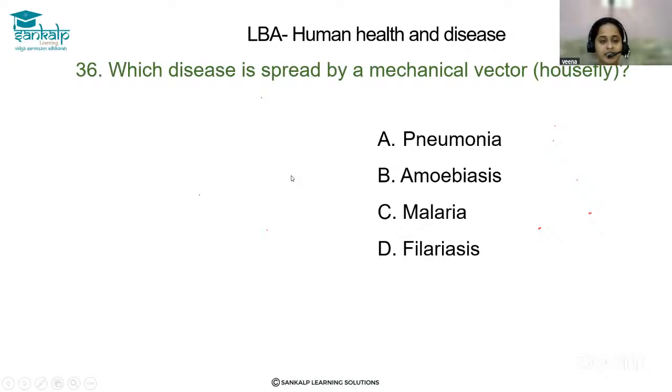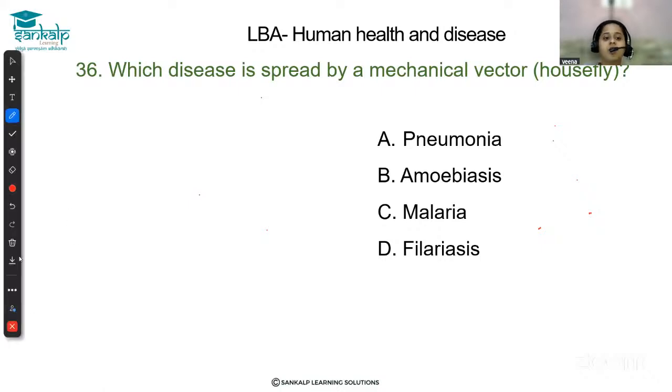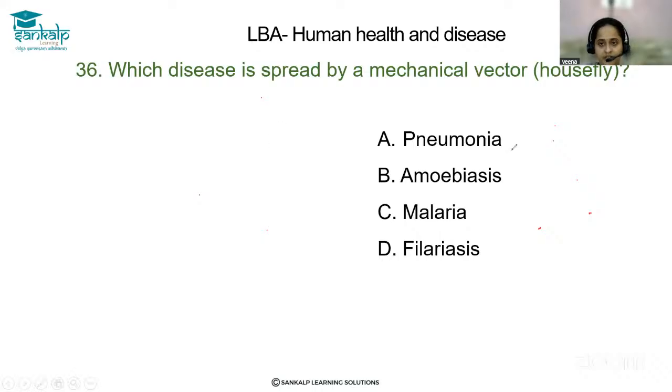Let's solve question 36. Which disease is spread by a mechanical vector, that is housefly? So, dear students, you have already studied all these diseases, so whatever options they have given, you have an idea now. Filariasis is caused by the Culex mosquito. Malaria is caused by the Anopheles, and pneumonia is caused by Streptococcus.